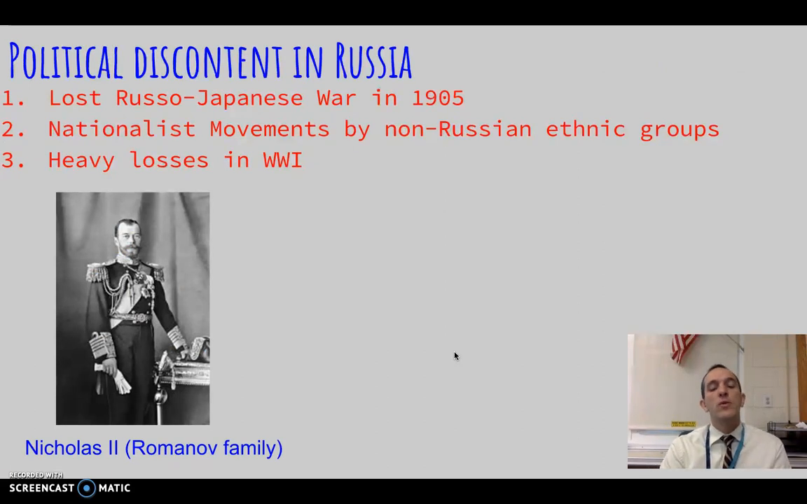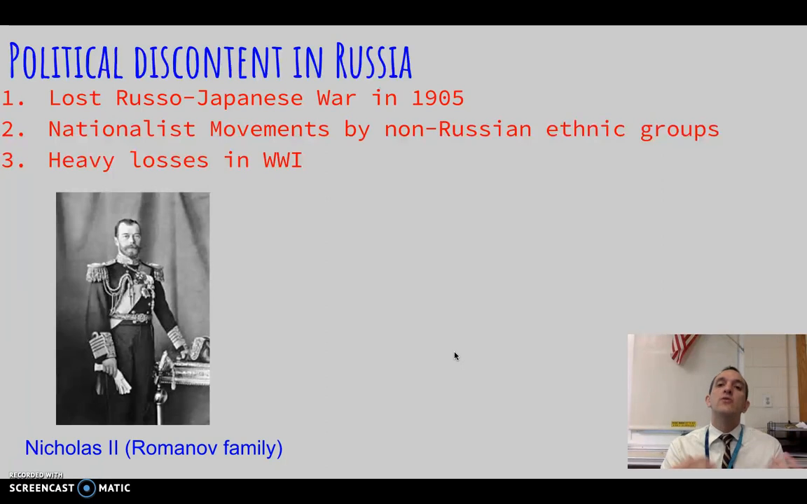One, we have some political discontent, whether it's military defeats or the government itself. Number one is they lost the Russo-Japanese War in 1905. They fight a war against Japan, and this is pre-World War I. A little confusion here, try and keep this straight. The Russian Revolution, we talked about it briefly, happened during World War I, specifically in 1917 and 18. But we're going to jump back here and focus on Russia.